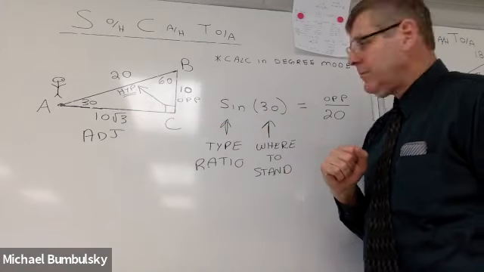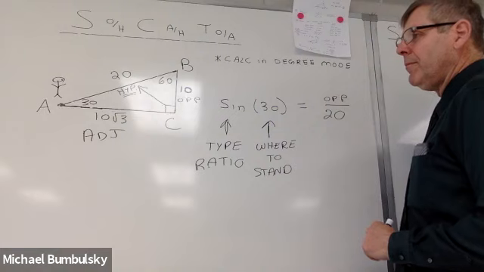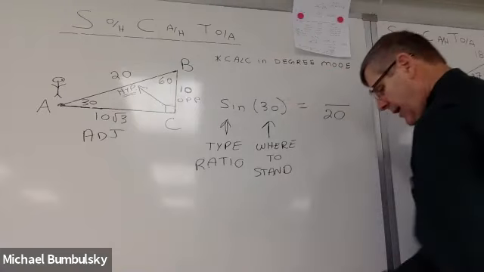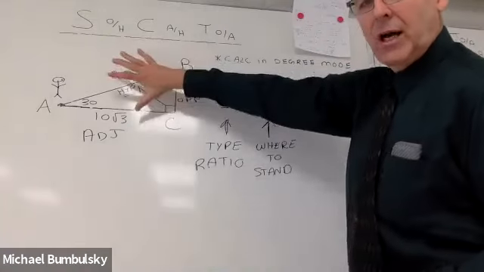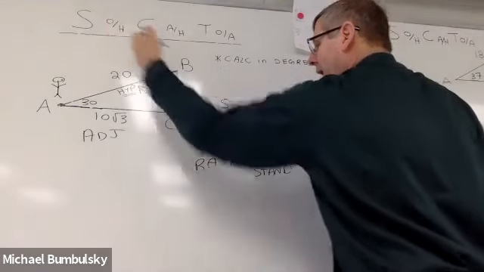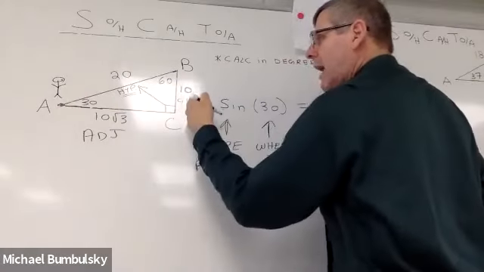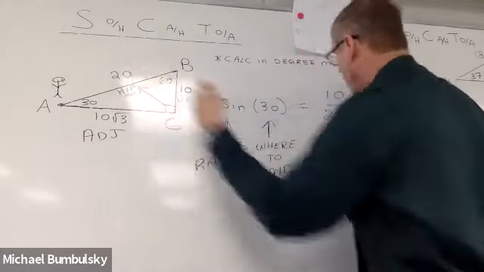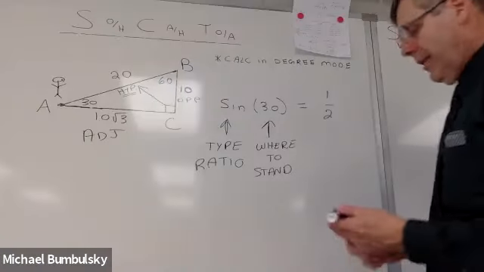So now, what is my opposite side? It's 10. So now I know what the opposite side is, 10. See, I don't have to find anything in this triangle. I know everything about this triangle. So the sine of 30 degrees, which is where I'm standing, is opposite over hypotenuse, 10 over 20. What's 10 over 20 reduced to? 1/2.